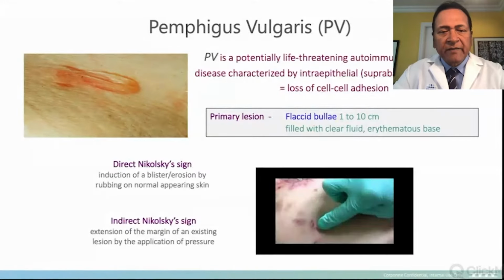Some other things that can be helpful clinically are the Nikolsky sign. Direct Nikolsky sign is induced by rubbing on normal appearing skin, and then a blister or erosion can arise, or an indirect Nikolsky sign, where you can push on the edge of an existing lesion, and that extends the margin of the lesion. And these signs can be helpful in making the diagnosis of pemphigus and indicate that the pathology is in the epidermis rather than the dermis.